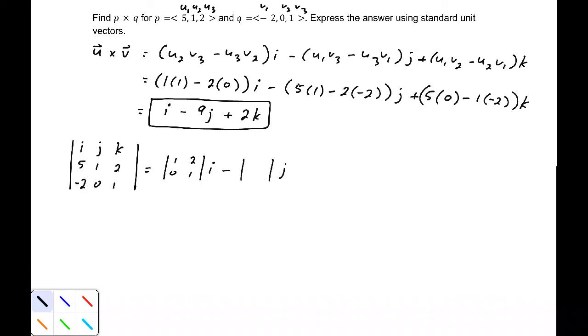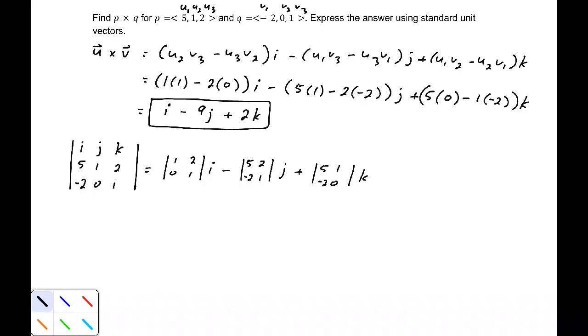for the j component, I'm going to find the minor matrix, ignoring the j column. So if I take out the second column, my submatrix is 5, 2, -2, 1. Plus, for the k component, I will find the minor matrix, eliminating the k column. That's the third column. So this would be 5, 1, -2, 0. So we just turned a 3x3 matrix into 3 2x2 matrices.